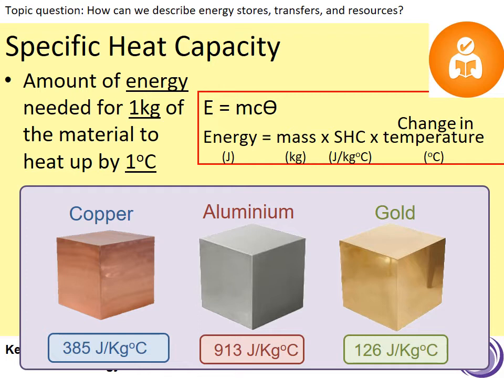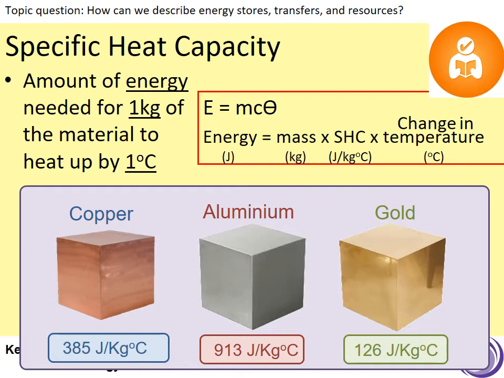So at the bottom you've got 3 examples. You've got copper, aluminium and gold. And you can see from the values that they have different specific heat capacities. The units link into it as well. If you remember, the unit for energy is joules, the unit for mass is kilograms, and the unit for your change in temperature, or your temperature, is degrees Celsius. So that's where those units come from, and you can look at those units to help you with the definition.